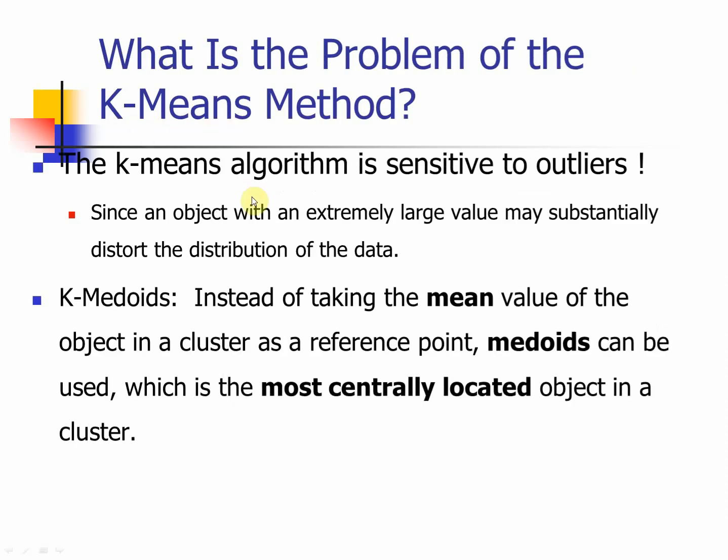The K-means clustering algorithm is sensitive to outliers, and that's why the K-medoid approach can alleviate that problem. When the synthetic centroids are found, we add one more step to find the closest element, and we can reduce the effects of the outliers. So instead of taking the mean value of the objects in the cluster as the reference point, medoids can be used, which is the most centrally located object in a cluster. So by using the K-medoid approach, we can alleviate the problem of the outlier.